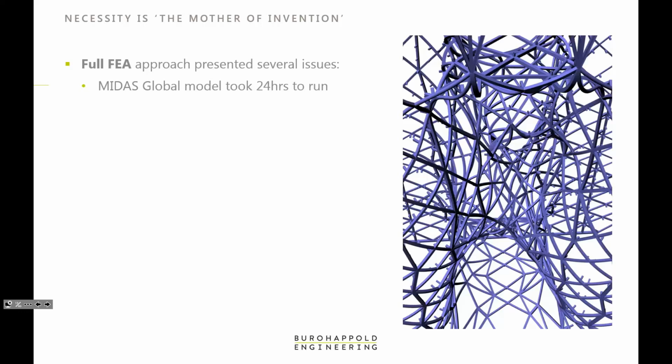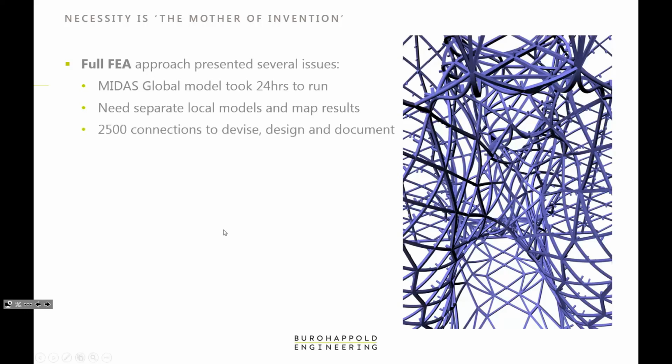We've got 2,500 different types. So we needed to have separate local models that represented the nodes, and we were going to have to map on the results from this big global model. As I mentioned, 2,500 to do. We had 12 months. So we've got to do 50 of these a week.